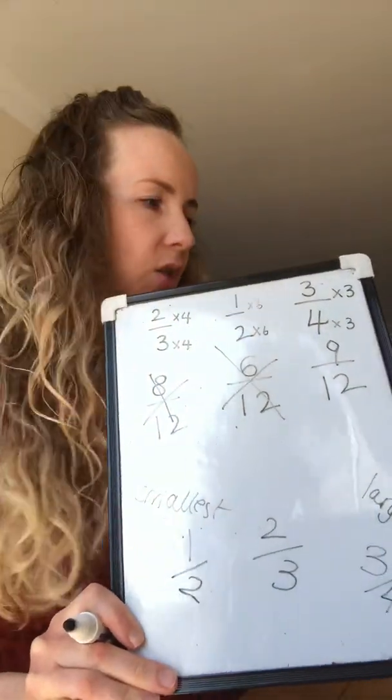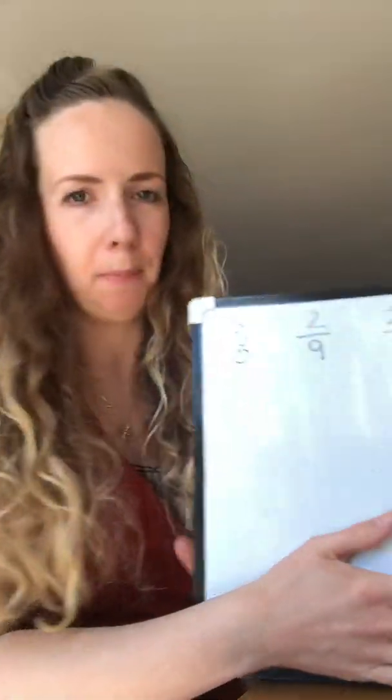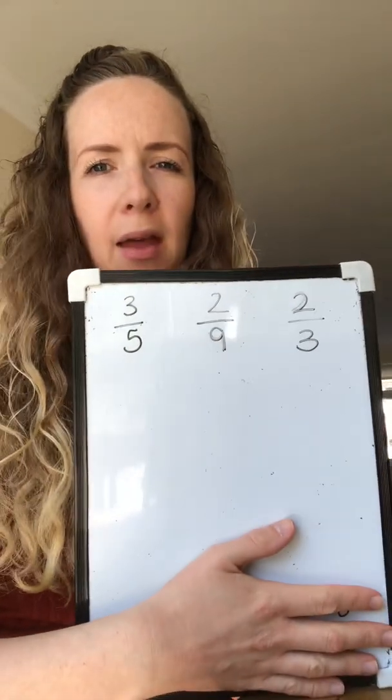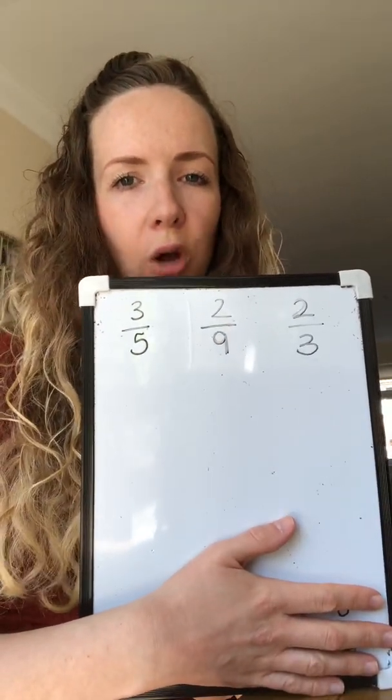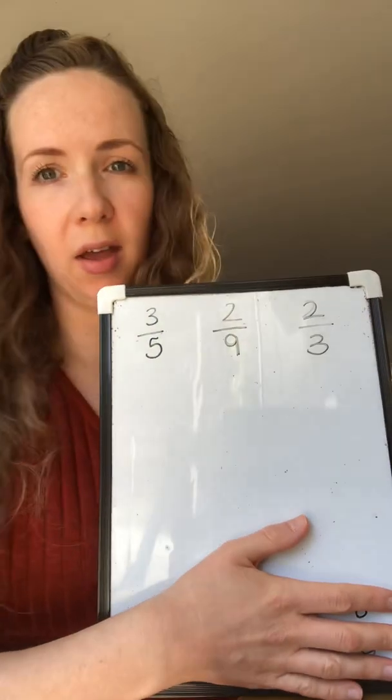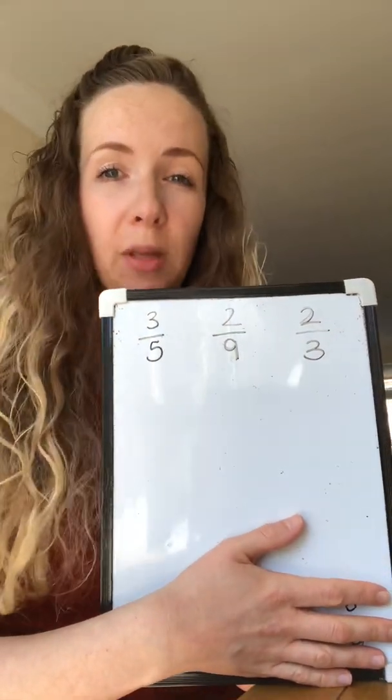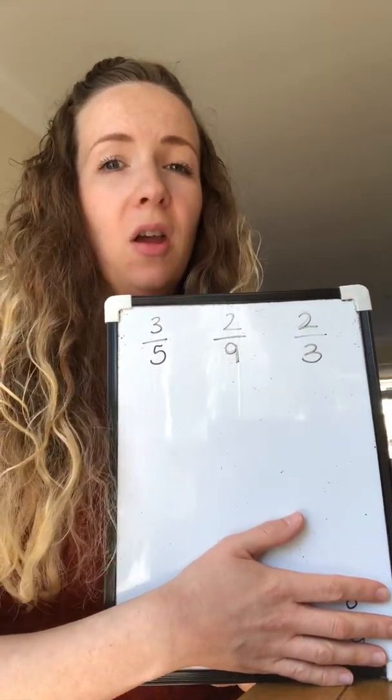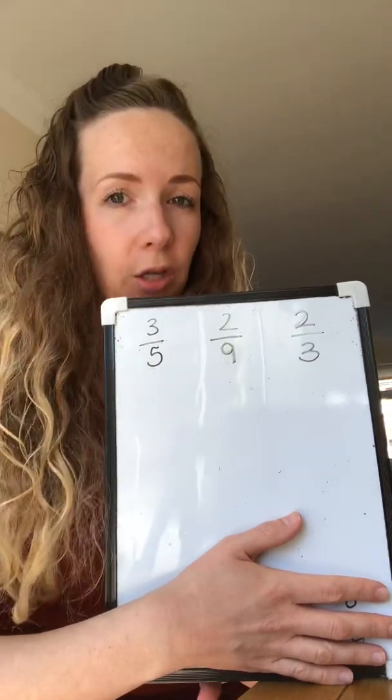Okay, so what I'm going to do now is show you one that I want you to have a little go at. You can take a picture of your work and send it to me on Twitter, or you can write it in the comments, or even attach it to Purple Mash for me. I've got 2 here for you now. The first one, I want you to compare and order 3/5, 2/9 and 2/3. Remember, you need to find that common denominator, a number that 5, 9 and 3 go into.